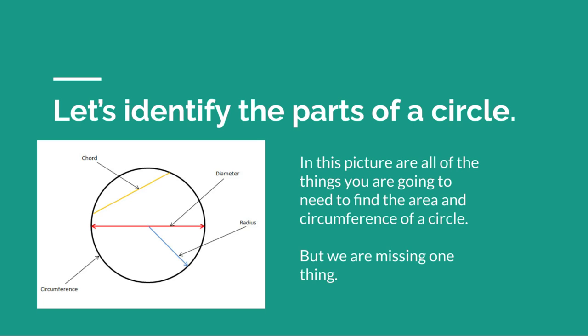In this picture are all the things that you are going to need to find the area and circumference of a circle. So a diameter goes from one side of the circle through the center of the circle to the other side of the circle. It is a straight line. There are infinitely many diameters. A radius is exactly half of the diameter.